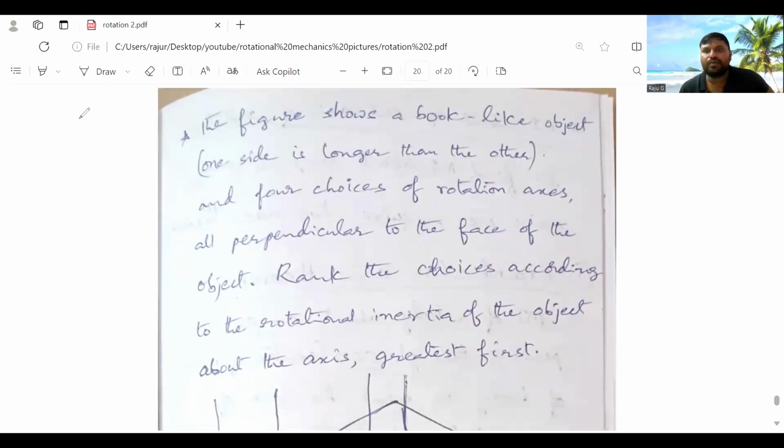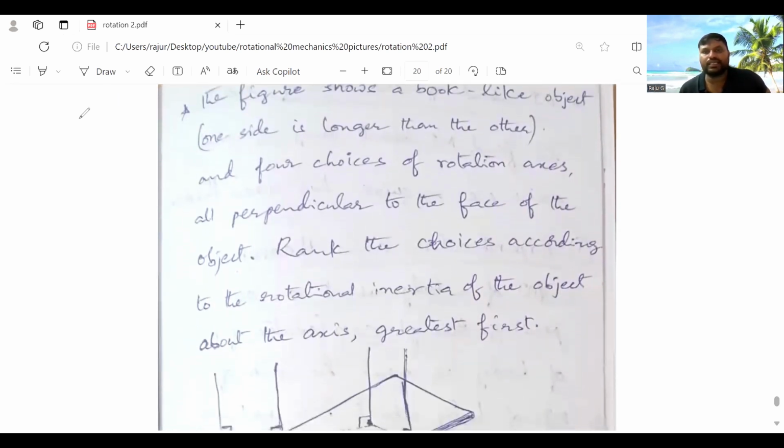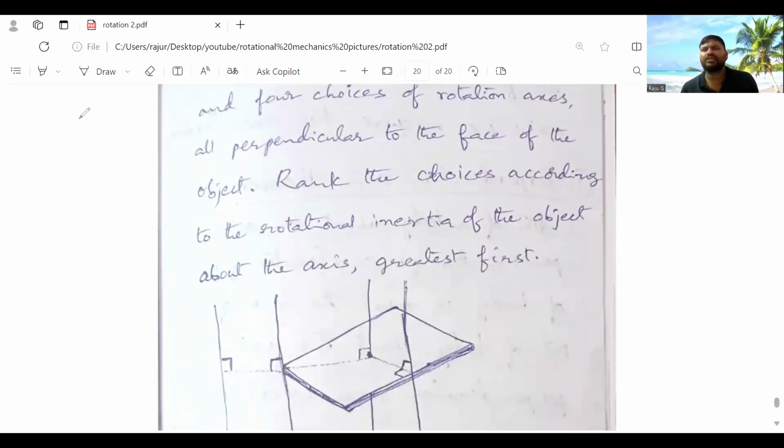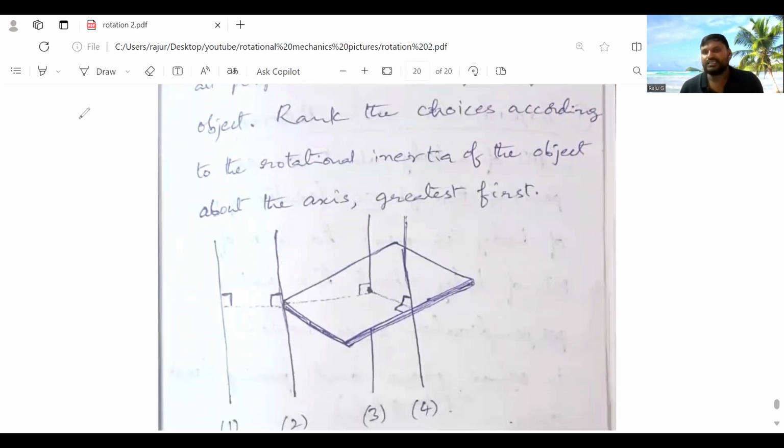The figure shows a book-like object. One side is longer than the other, and there are 4 choices of rotation axis, all perpendicular to the face of the object. Rank the choices according to the rotational inertia, greatest first. Rotational inertia is nothing but the moment of inertia of the object about the axis. The greatest gets the first rank, and the least gets the last rank.